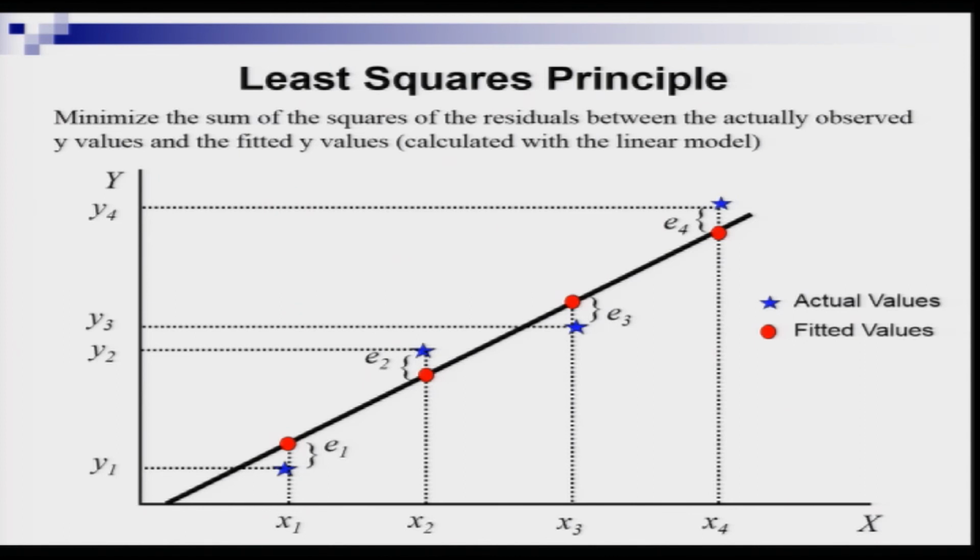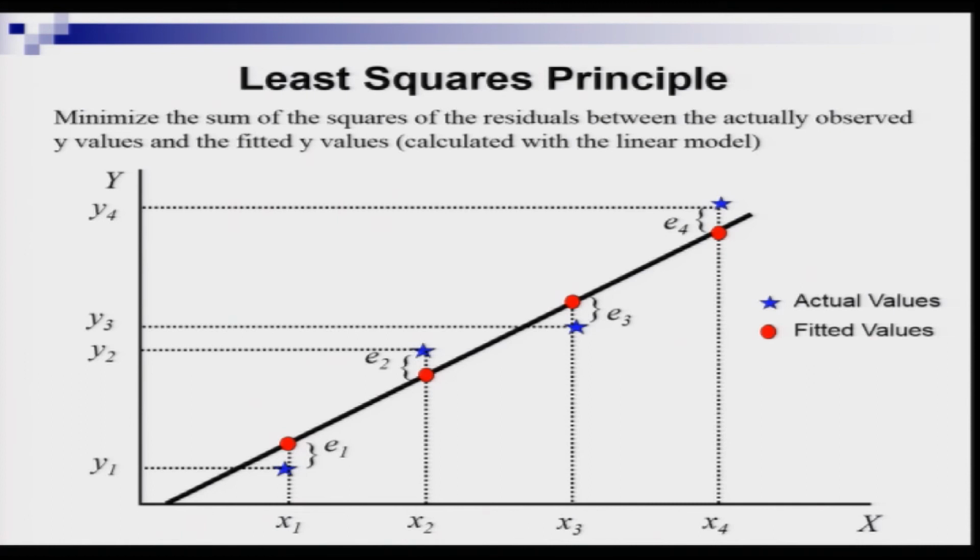And now the idea is that you have to somehow fit a straight line that will pass through the scatter of 4 asterisk points, but you have to be very clever while fitting this straight line, so that you can minimize the distance between the fitted line and the observed data points, okay. So how to do it? That is what the least squares principle tells us. It suggests that you minimize the sum of the squares of the residuals between the actually observed y values and the fitted y values.